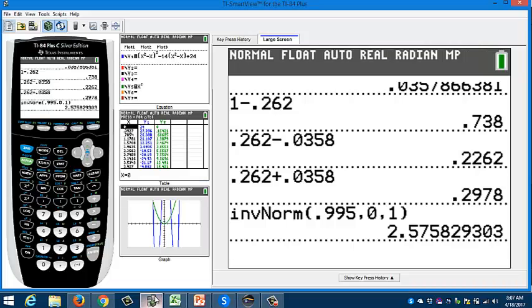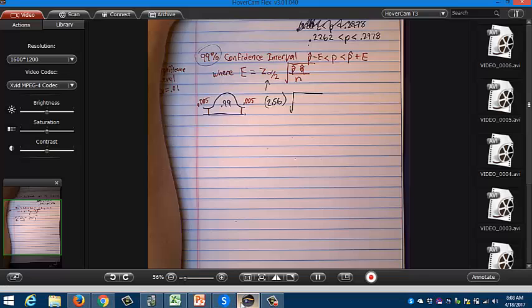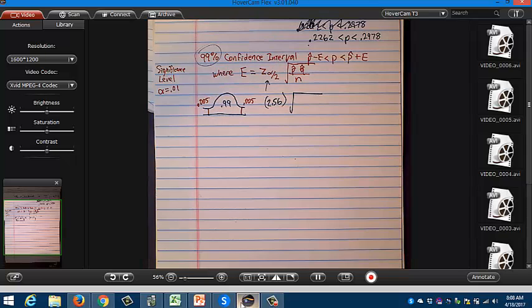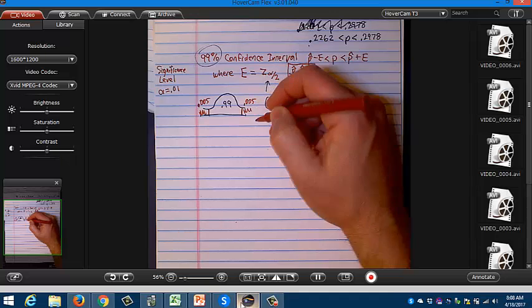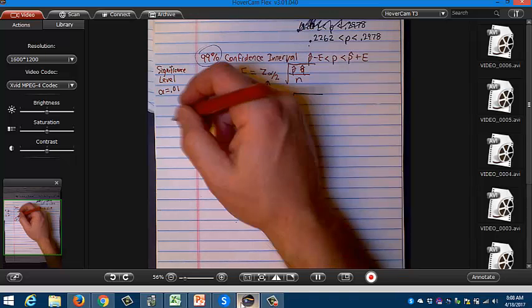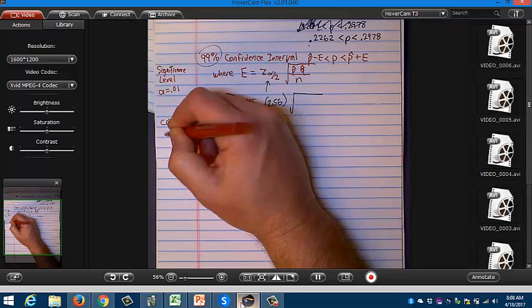Then what you do is take that 0.01 and divide by 2. So it's 0.01 divided by 2, and that's your 0.005. That's how much would be in each of the tails in the picture: 0.005 here and 0.005 here. These are called the critical regions. You can find the critical regions every time by dividing by 2.